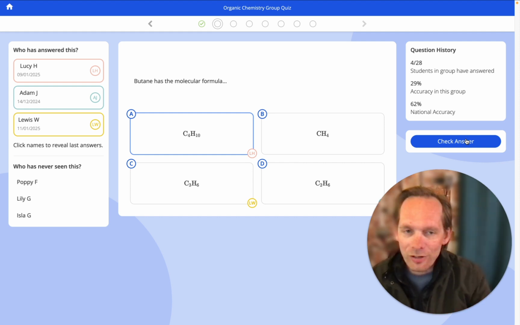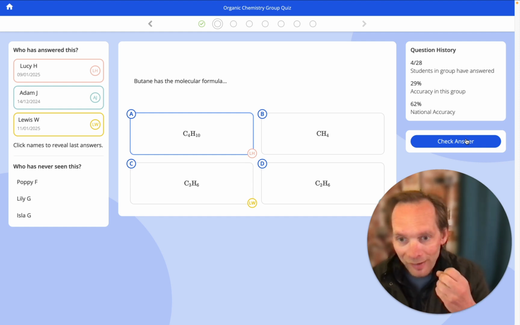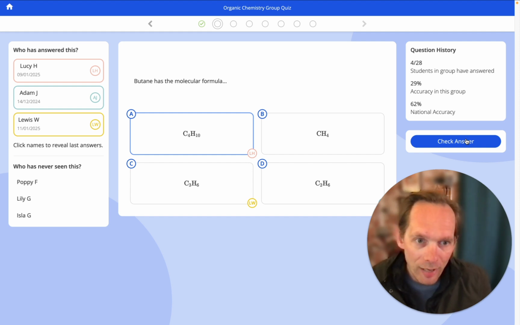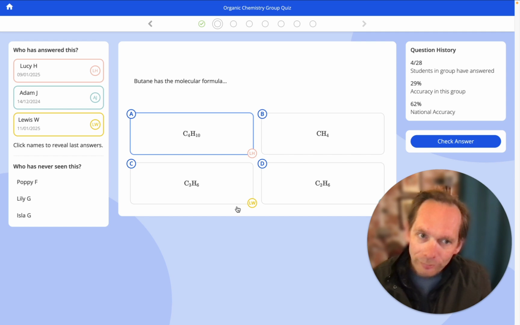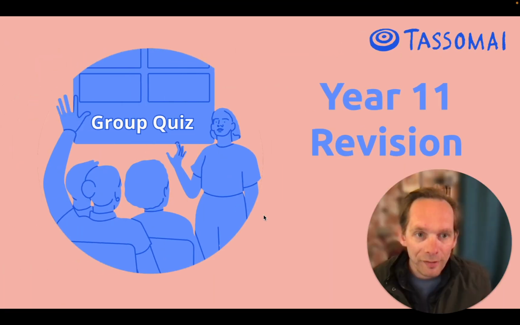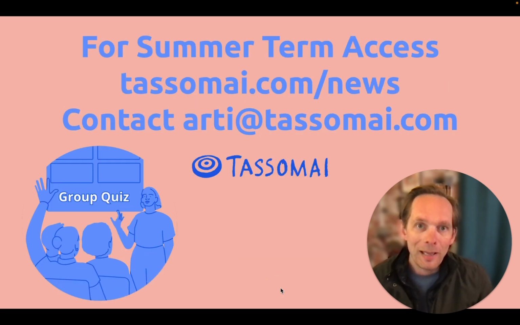So it's a really good way of accelerating this diagnosis, therapy, test process and making the most out of the revision time you have with your Year 11s. So, super powerful tool. It's really only coming onto the platform in September, but if you want it for your Year 11s this summer, please do get in touch.